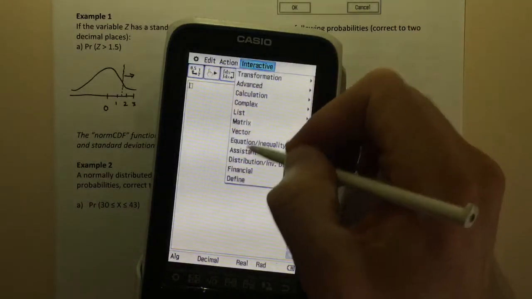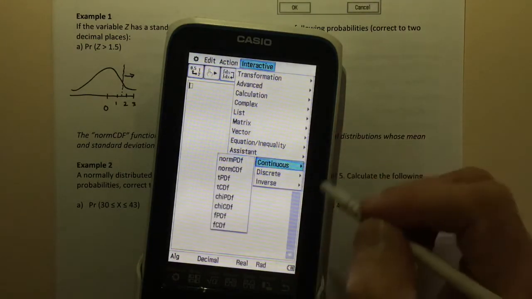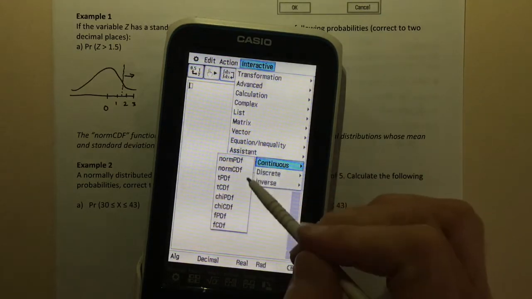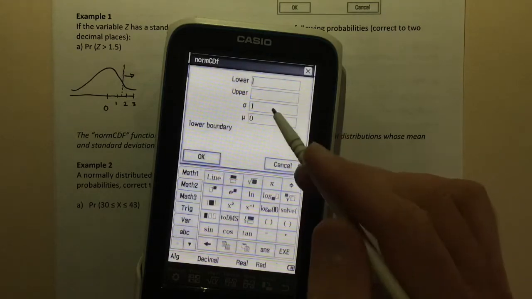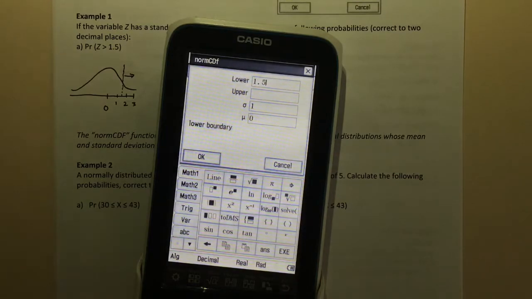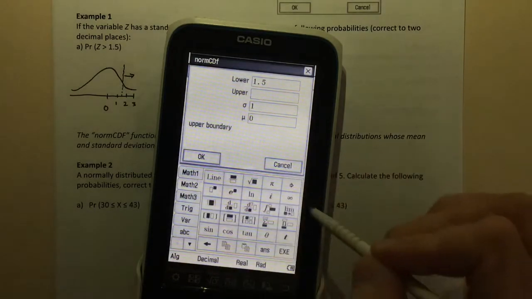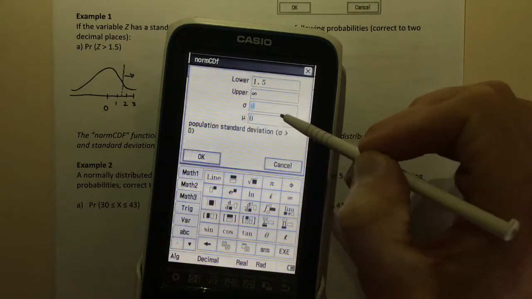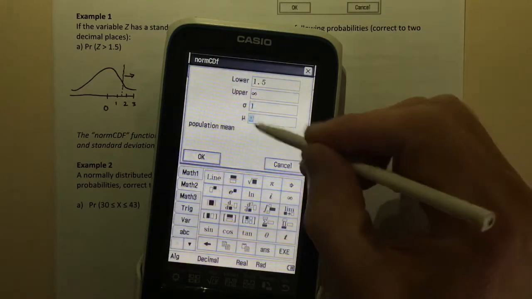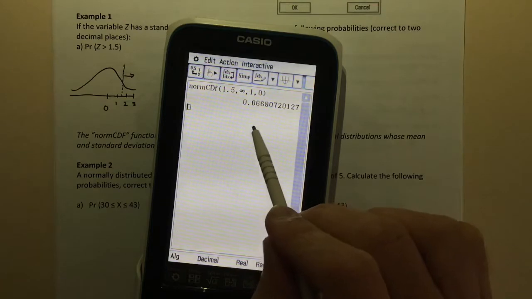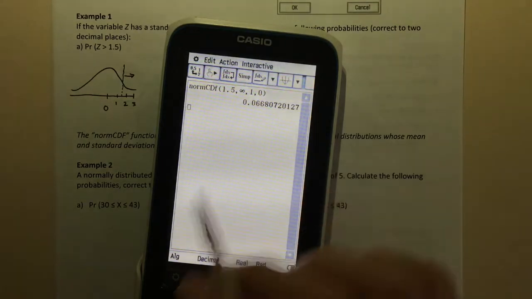So it's interactive, distribution, continuous. Remember, with normal distributions, we're always thinking about variables that are continuous, so time, distance, that sort of thing. So that's why it's under continuous and not discrete. And it's norm CDF. From here, you're prompted to put in the lower and the upper value. Now we just want above 1.5, so we put in 1.5 as our lower, and our upper is essentially infinity. We just want anything above 1.5. And you actually do put in, under Math 2, the infinity symbol. The default setting for the standard deviation and the mean are 1 and 0. So if it's a standard normal distribution like it is for this example, we actually just leave those two values. We hit OK, and we get our probability of 0.066, or 0.07 when we round that to 2 decimal places.